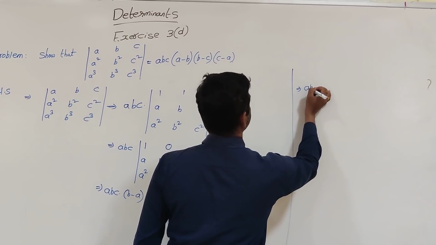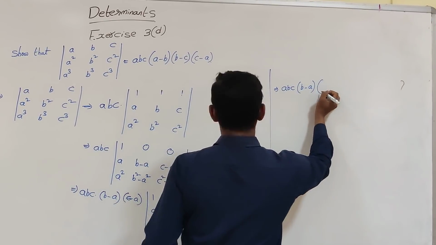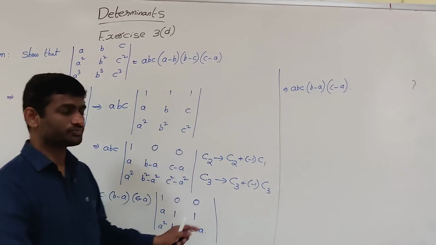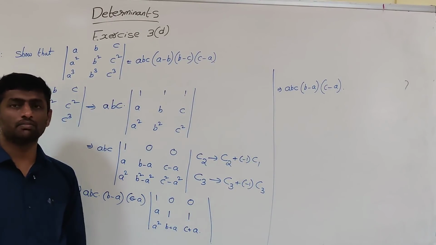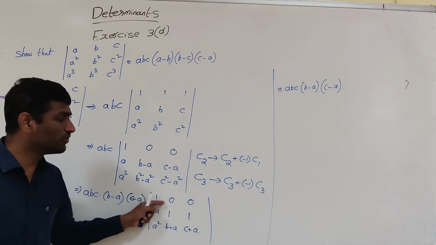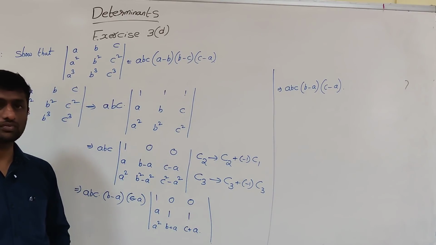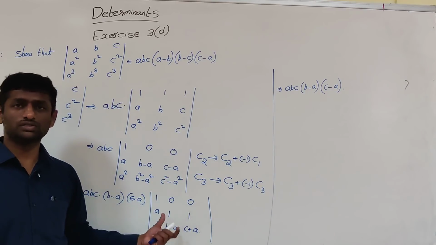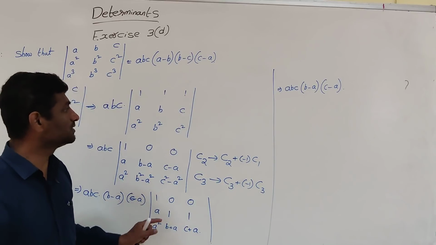So A, B, C into B minus A into C minus A, that is the scalar, and now we have to find out the determinant of a 3 by 3 matrix. So we can expand easily by using the first row, as the number of zeros are in the first row. Now 1 into cofactor of 1 plus 0 into cofactor of 0 is 0, plus 0 into cofactor of 0 is also 0. So now we'll simplify.